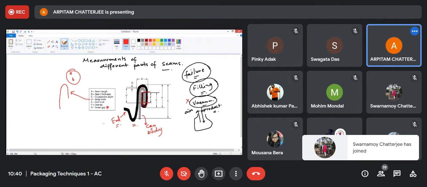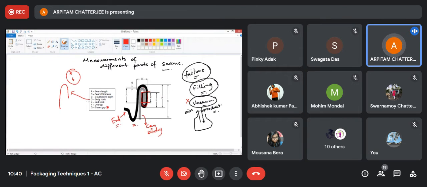Okay, so this is the construction and dynamics of a double seam, and that is what we had for discussion today. If you have any doubts, please ask me, or else I have one question for you. After that, we'll end today.